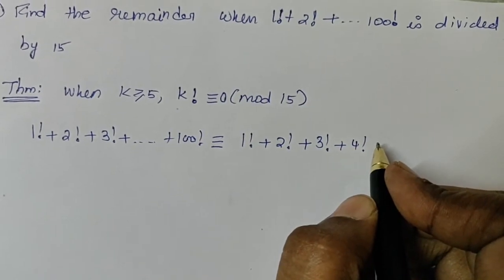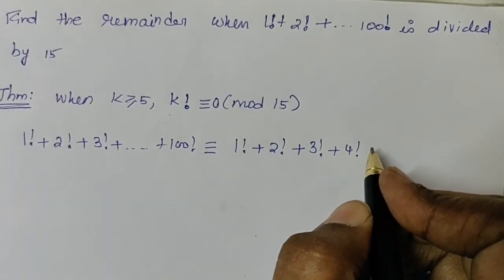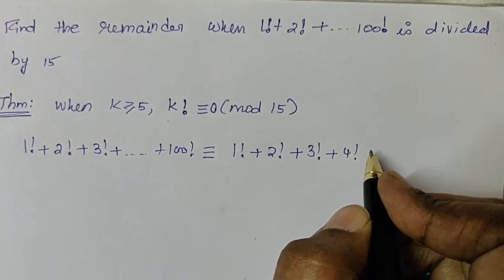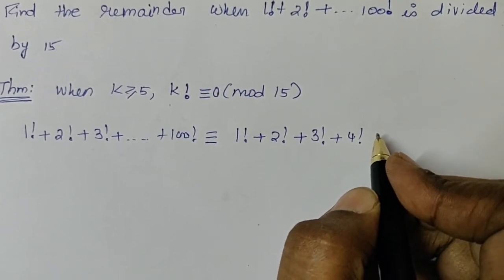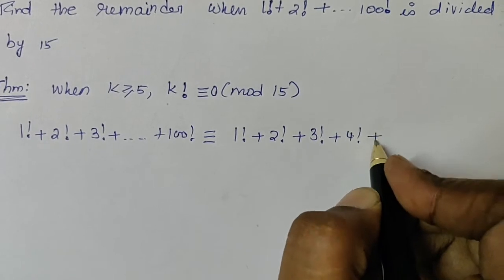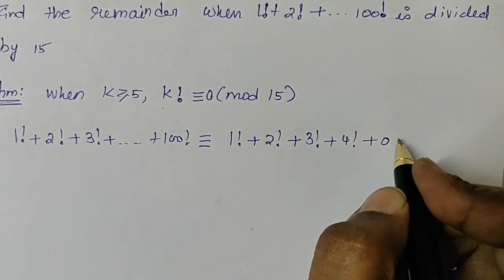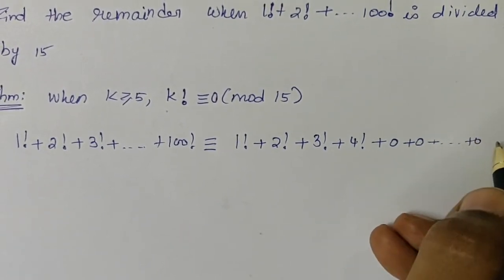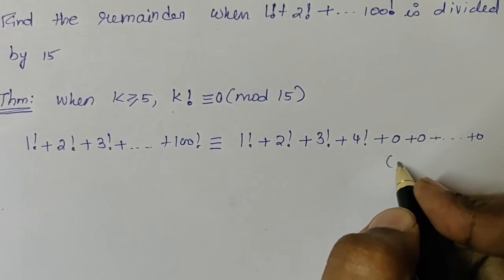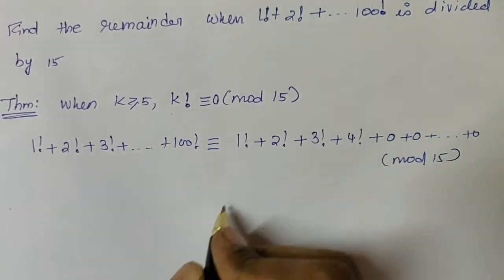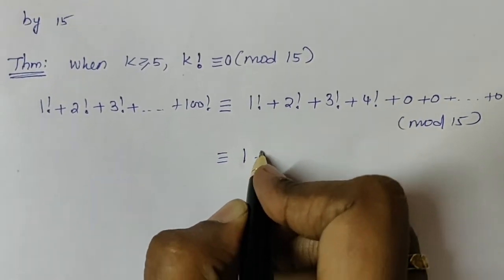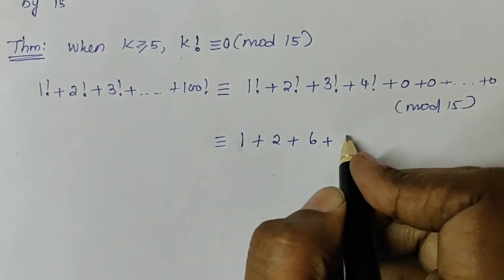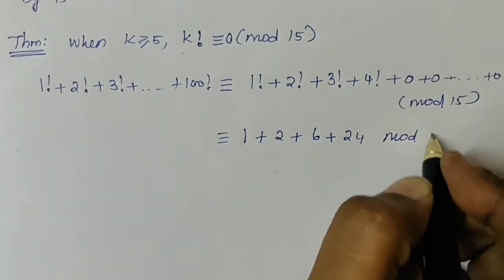Here we use that theorem statement. When k is greater than or equal to 5, then k factorial is congruent to 0 mod 15. So 5 factorial is congruent to 0 mod 15, 6 factorial is congruent to 0 mod 15, etc. All the remaining terms take the value 0 mod 15. So this is congruent to 1 plus 2 factorial, which is 2, plus 3 factorial, which is 2 into 3, 6, plus 4 factorial, whose value is 24, mod 15.